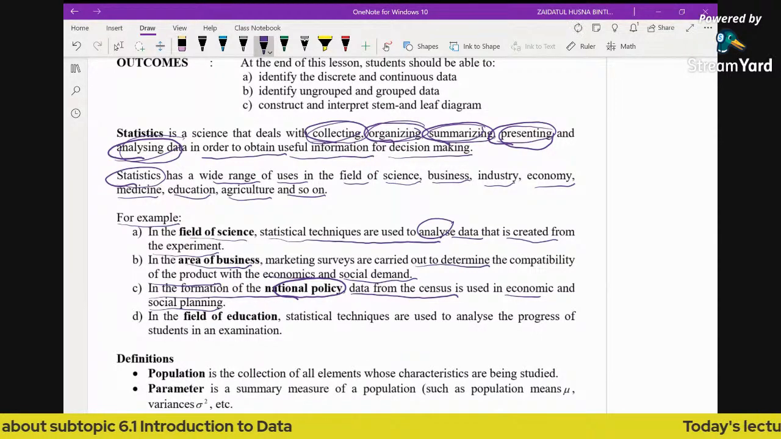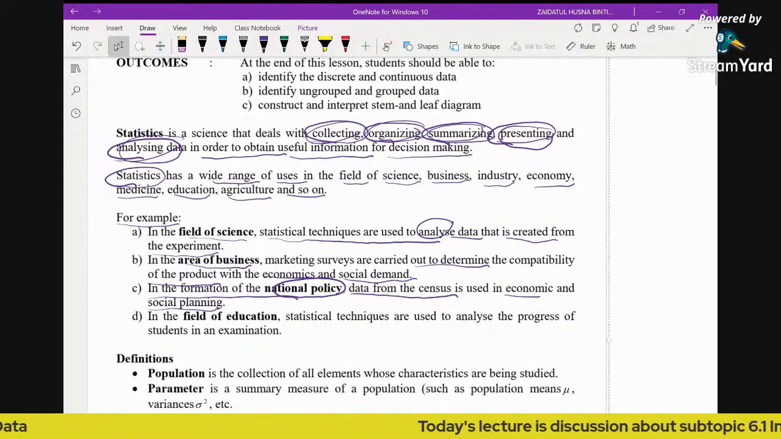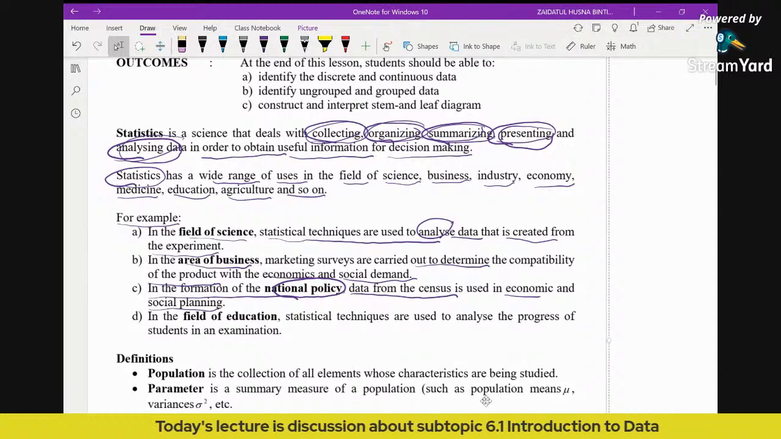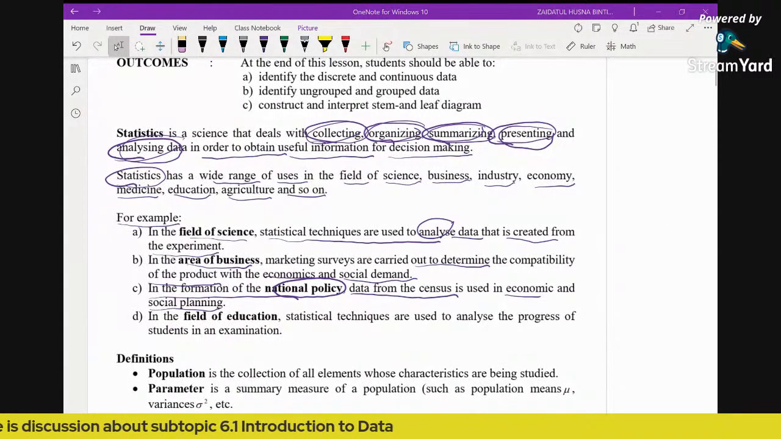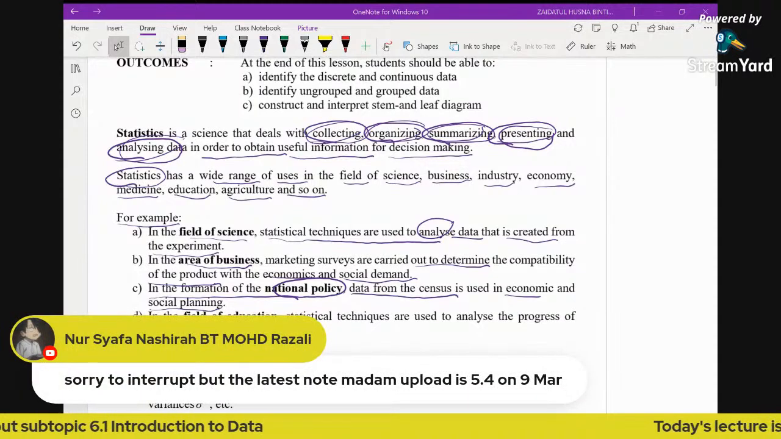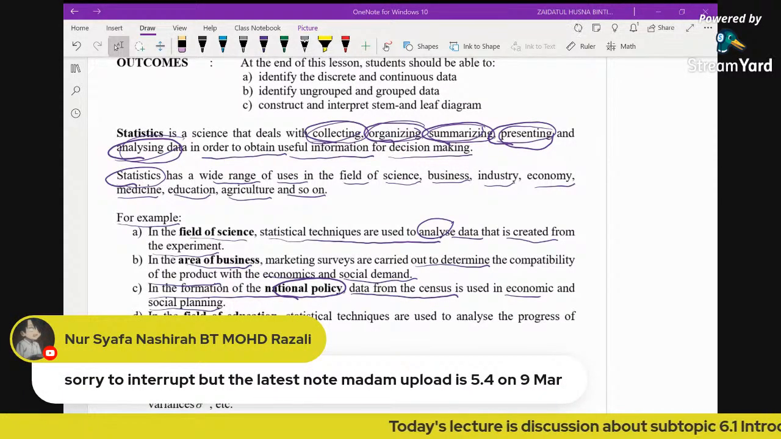Okay, they collected numbers from the registration, so that they know how many people are interested to get the vaccination. Okay, so Shafa, sorry to interrupt, but the latest note madam uploaded is 5.4 on 9 March.